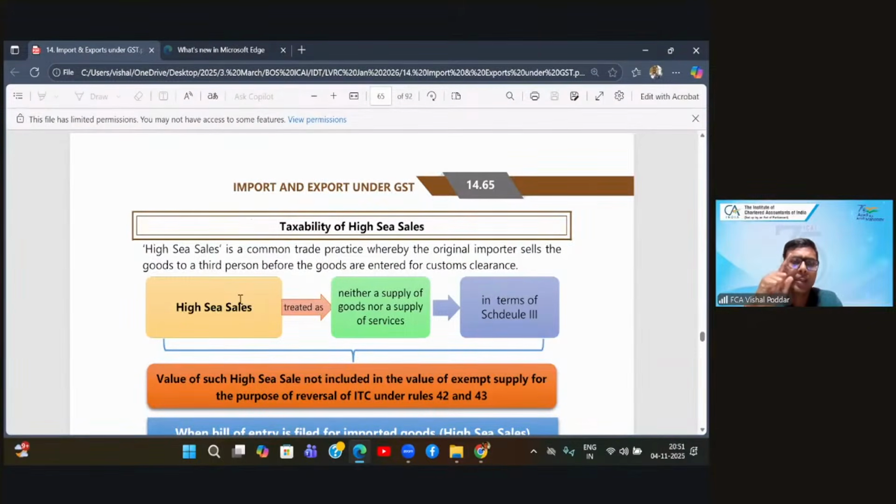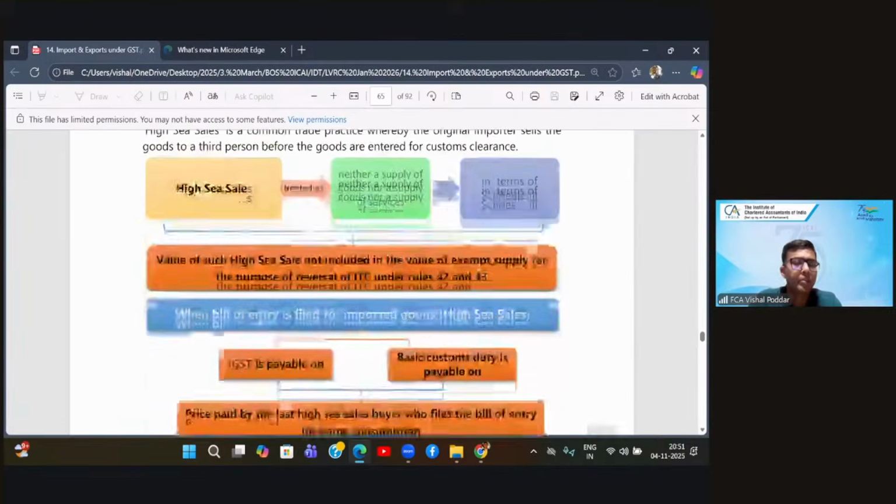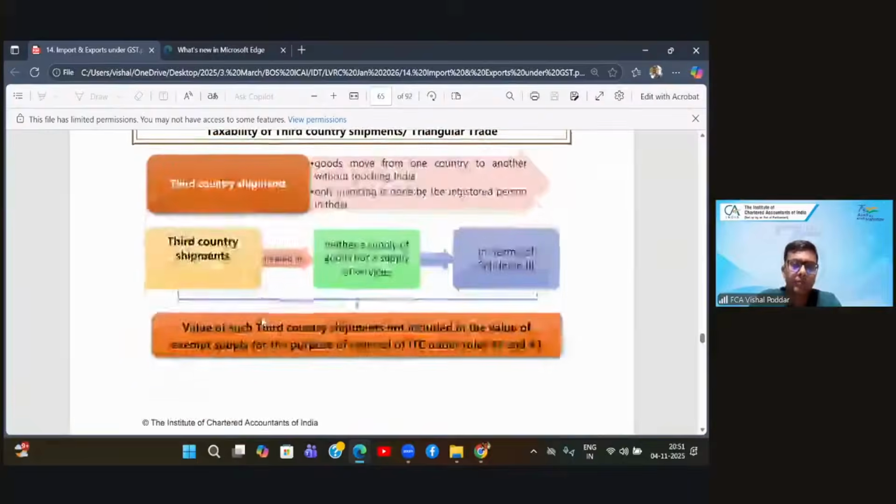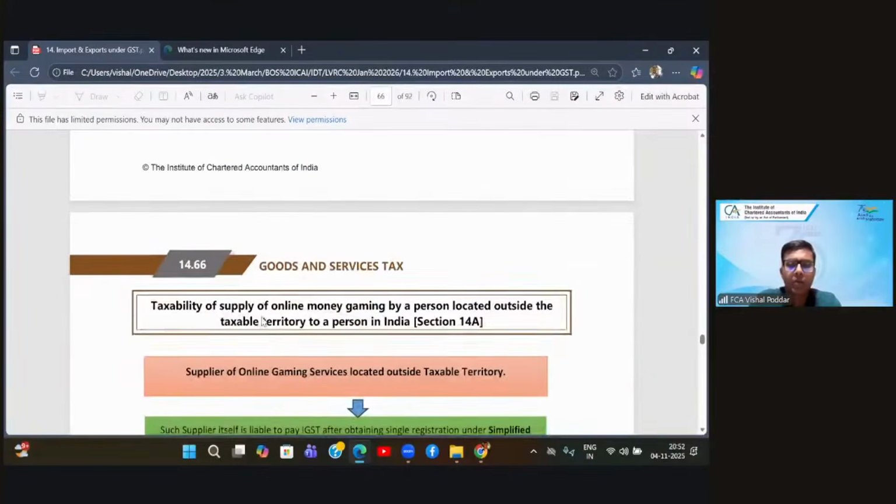So in case of high seas sales and in case of third country shipments, it is not exempt supply, no ITC reversal under Rule 42, 43 is required, but the explanation to Section 17(3) says that the supplies happening while goods are in customs bonded warehouse will be deemed to be an exempt supply, and reversal under 17(2) will be triggered. So this is one very important point.